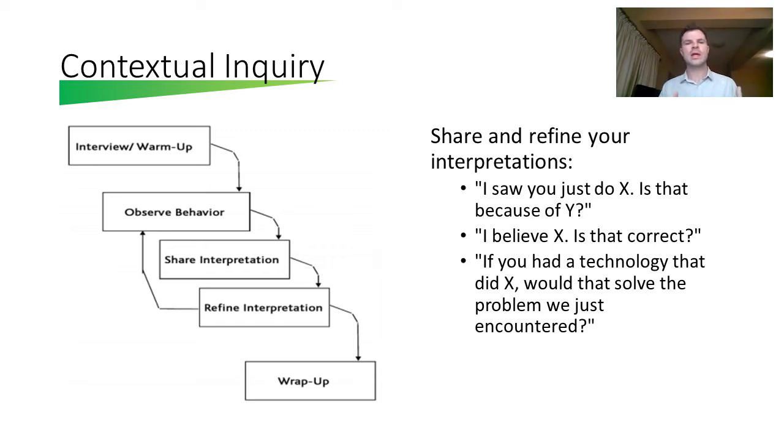So contextual inquiry is a constant back and forth until you really get a rich understanding of what it is that is motivating and driving your user and where it is that the user is expressing frustration or irritation in trying to accomplish a task.